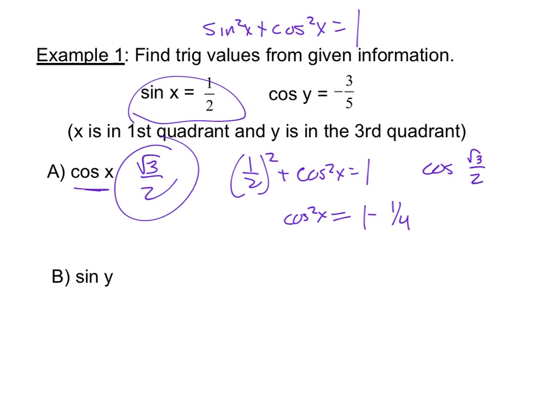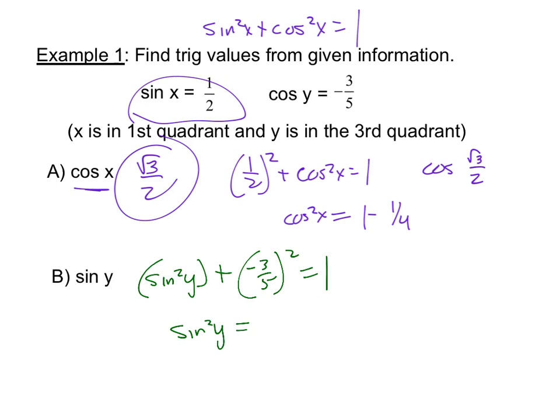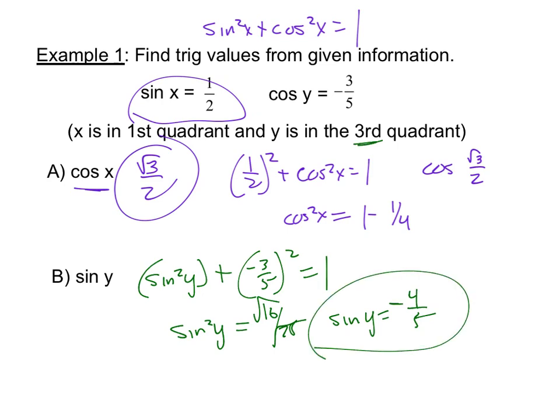y is in the third quadrant. So again, same idea. I've got negative 3/5, but it's still kind of the same thing. So I got sine squared y plus negative 3/5 squared equals 1. Doing some algebraic maneuvering, you end up with 16 over 25. So when I square root that, I end up getting 4 over 5. But realize I'm in the third quadrant, so that's going to be negative.